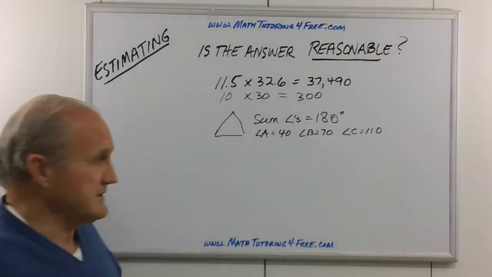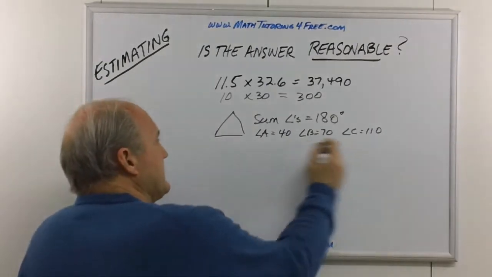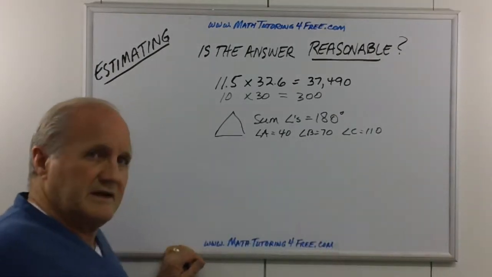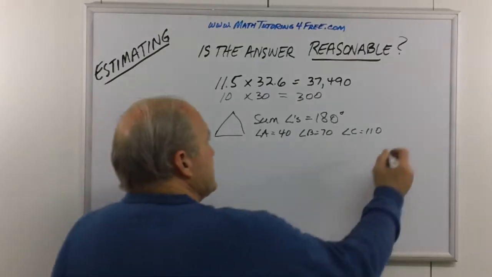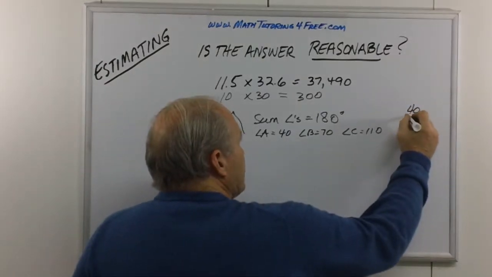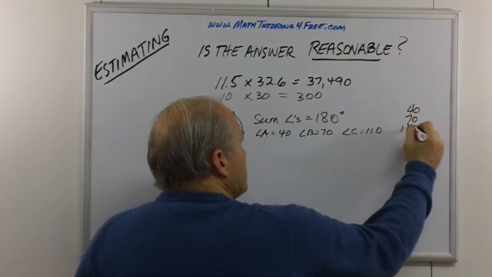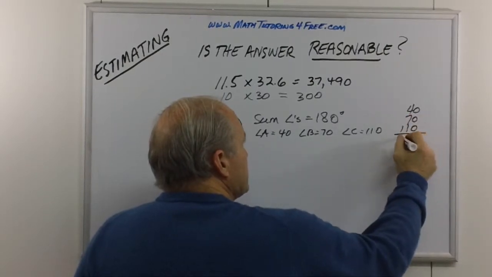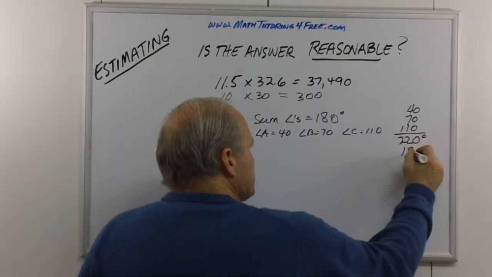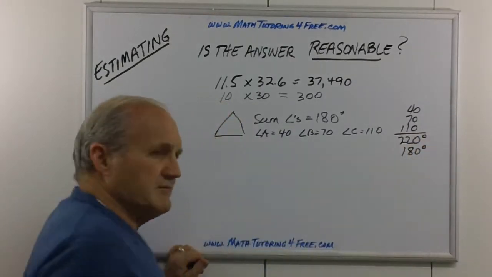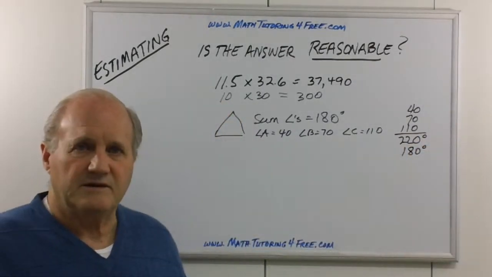Well, the problem is that you're taking a fairly simple problem maybe and you're going to miss it because you didn't double check. In this case, I challenge them, add 40, 70, 110. In this case, we get 220 degrees. Say, well, wait a minute, it's supposed to be 180. I did something wrong. Go back over the problem.